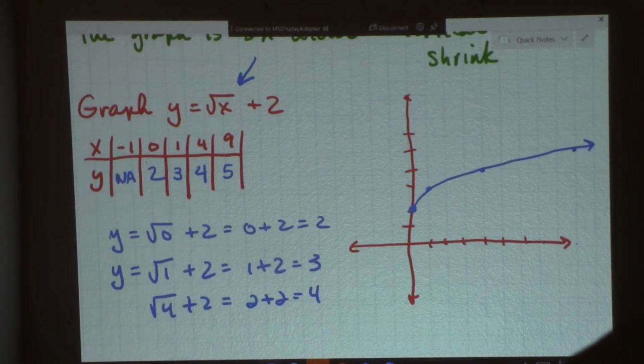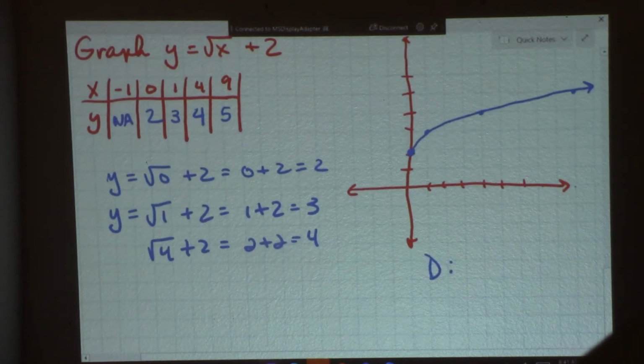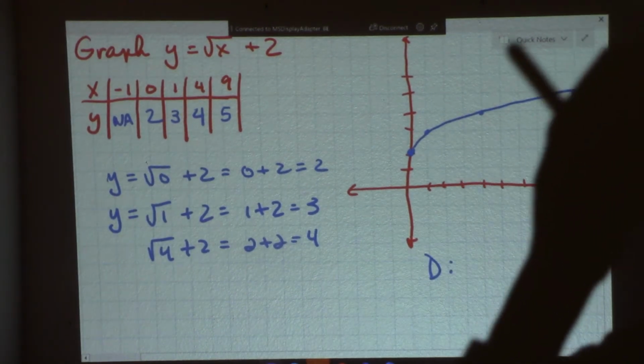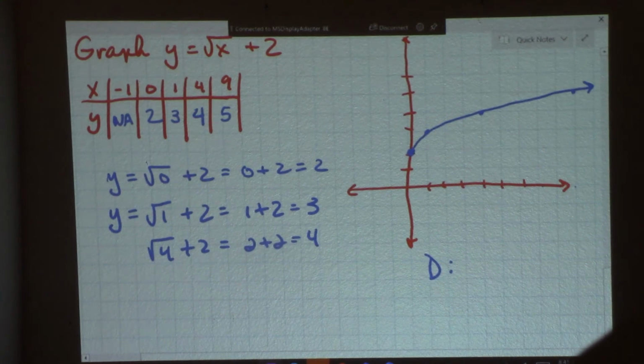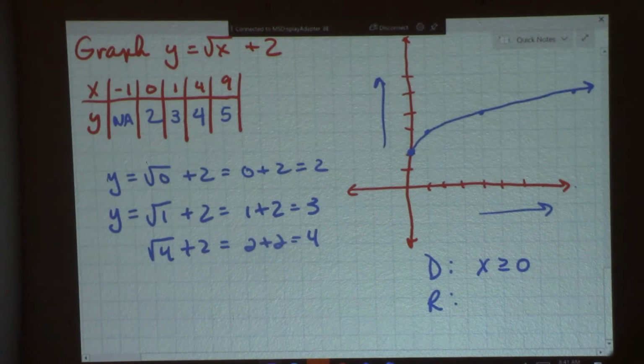All right, so let's talk about the domain and the range. Now the domain here, if I go positive, it can be any number, and it starts at 0. So x is greater than or equal to 0 again. Now the range is different here because look at my graph. I can go up, but where does that start? It starts right here at 2. I don't have any values below 2. So I'm going to have y is greater than or equal to 2.